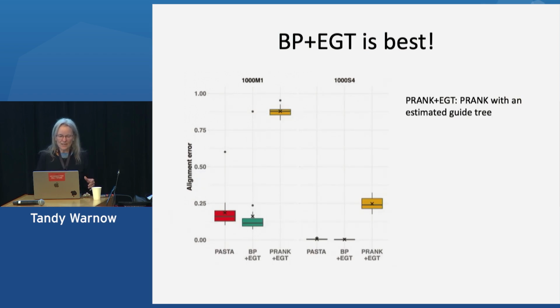Now, what about two different data sets? Now we're looking at PRANK. PRANK is another statistical method for alignment. We're saying, suppose we give PRANK an estimated guide tree. It's supposed to be very much like BAli-Phy. Guess what? It's worse. So BAli-Phy really is good, but you should give it an estimated guide tree instead of trying to get it to do its work by itself.